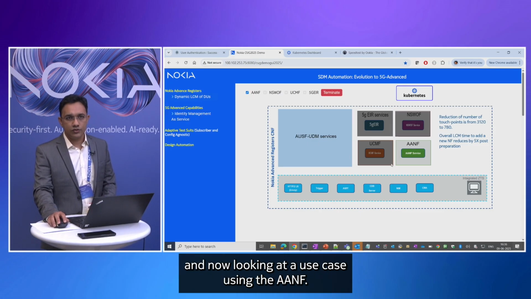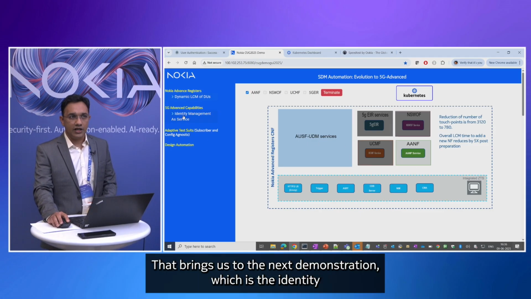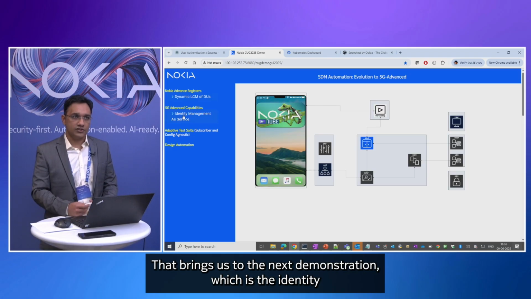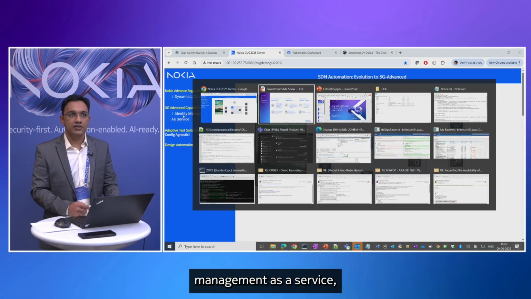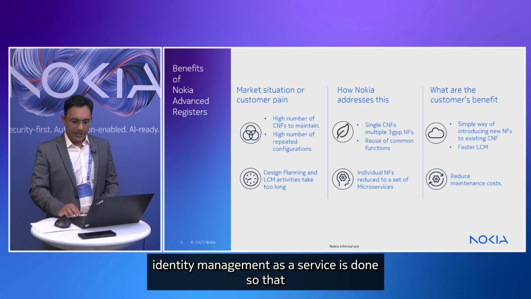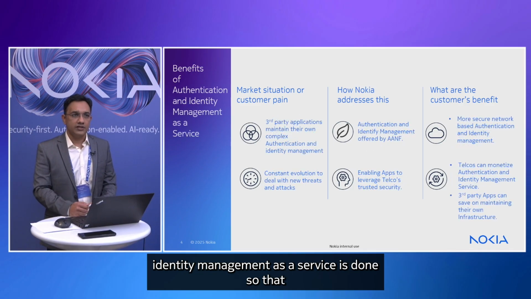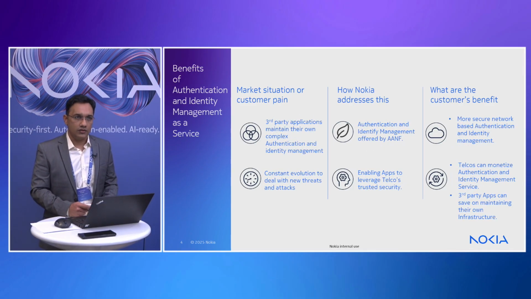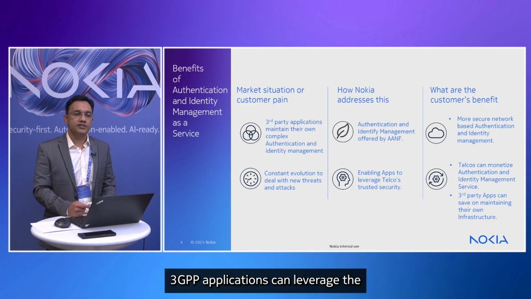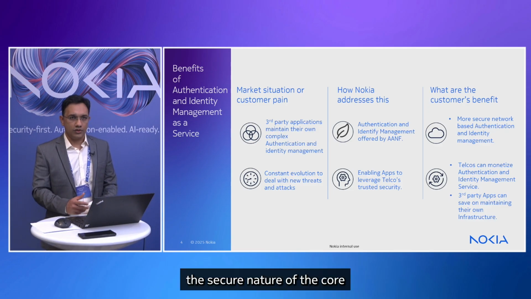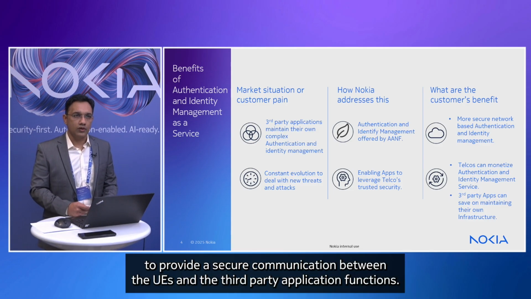And now looking at a use case using the AANF, that brings us to the next demonstration, which is the identity management as a service. Identity management as a service is done so that 3GPP applications can leverage the secure nature of the core to provide secure communication between the UIs and the application functions, third-party application functions.